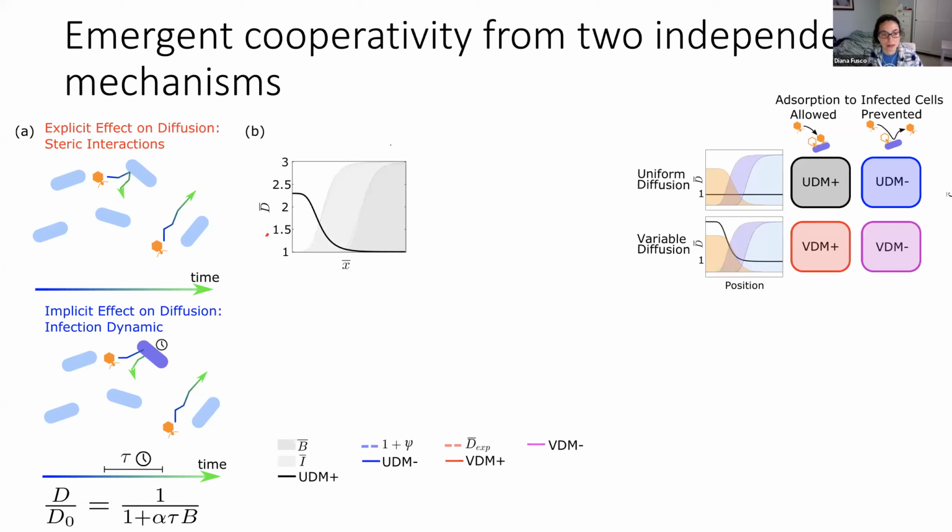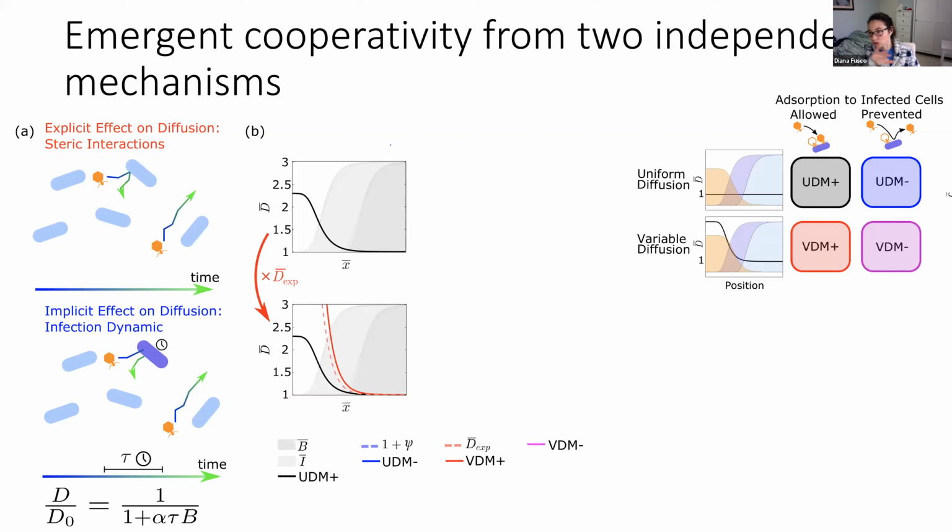All this can be captured and shown directly. So in the UDM model, or plus model, we also have this density-dependent diffusion because of this implicit effect. So even if there's no variability in diffusion due to this steric interaction, if we introduce that, we can just multiply this effect by the boost due to the steric interaction, and we get something much higher.